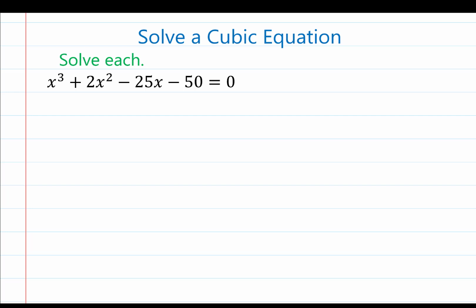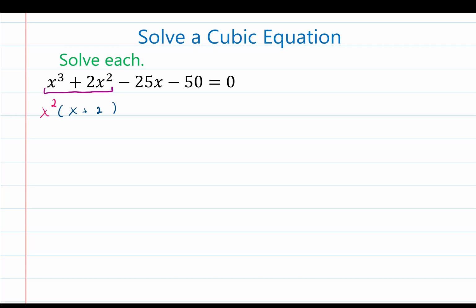First, we look at the first two terms of the cubic equation, and we identify the greatest common factor from those first two terms. That greatest common factor for this equation happens to be x squared. That means the other factor will be x plus 2.